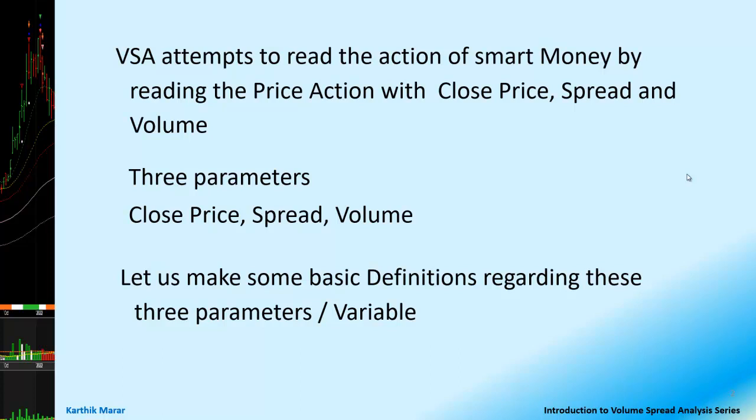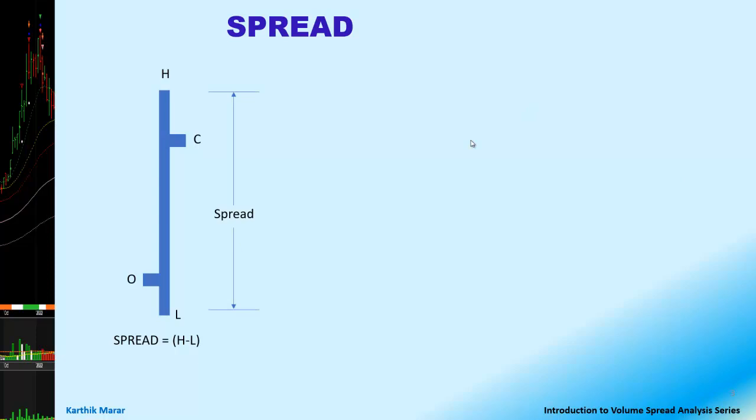First, let's look at spread. What is spread? If you look at the standard OHLC bar, the difference between the high and the low is called the spread. For the purpose of VSA, we have to define 3 conditions of the spread: the average spread, the high or wide spread, and the narrow spread.